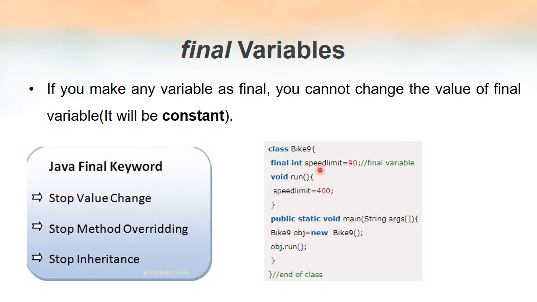In this example, you can see we have declared a variable of type integer. The variable name is speed limit. Its value is 90 and we have declared it as final. And we are trying to change the value of that variable inside the method named run. So when we execute this program, this line will lead to an error because we are trying to change the value of a variable which is declared using the keyword final. So here this variable acts as a constant, so we cannot change it.